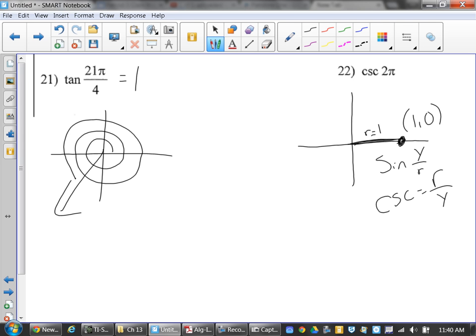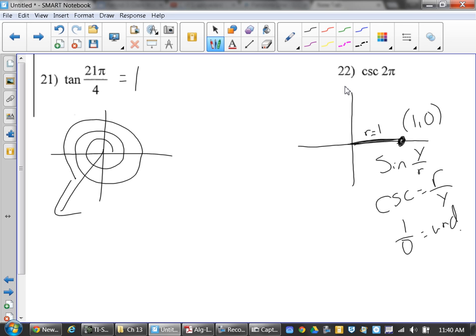It's undefined because it's 1 over 0, which is undefined. That's what I had. That's wrong then, right, because the inverse of 0, when you flip it, is undefined.